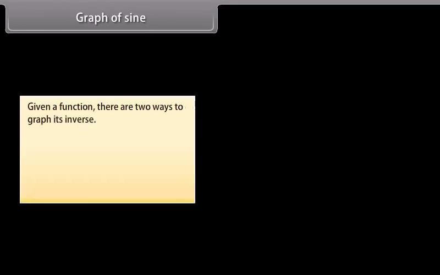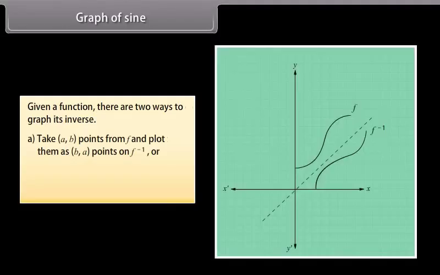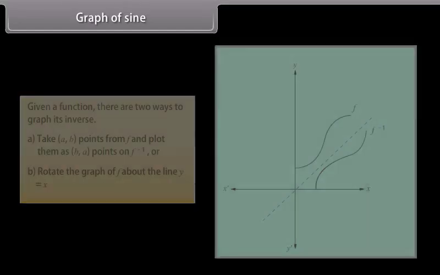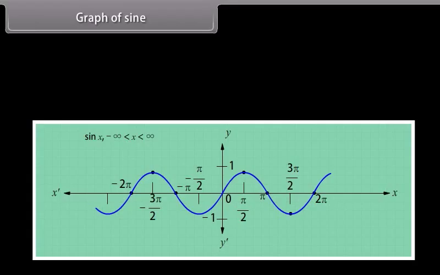Graph of sine inverse. Given a function, there are two ways to graph its inverse. First, take (a, b) points from f and plot them as (b, a) points on f inverse. Or, second, rotate the graph of f about the line y equals x. We will begin this discussion by finding the inverse of the sine function.